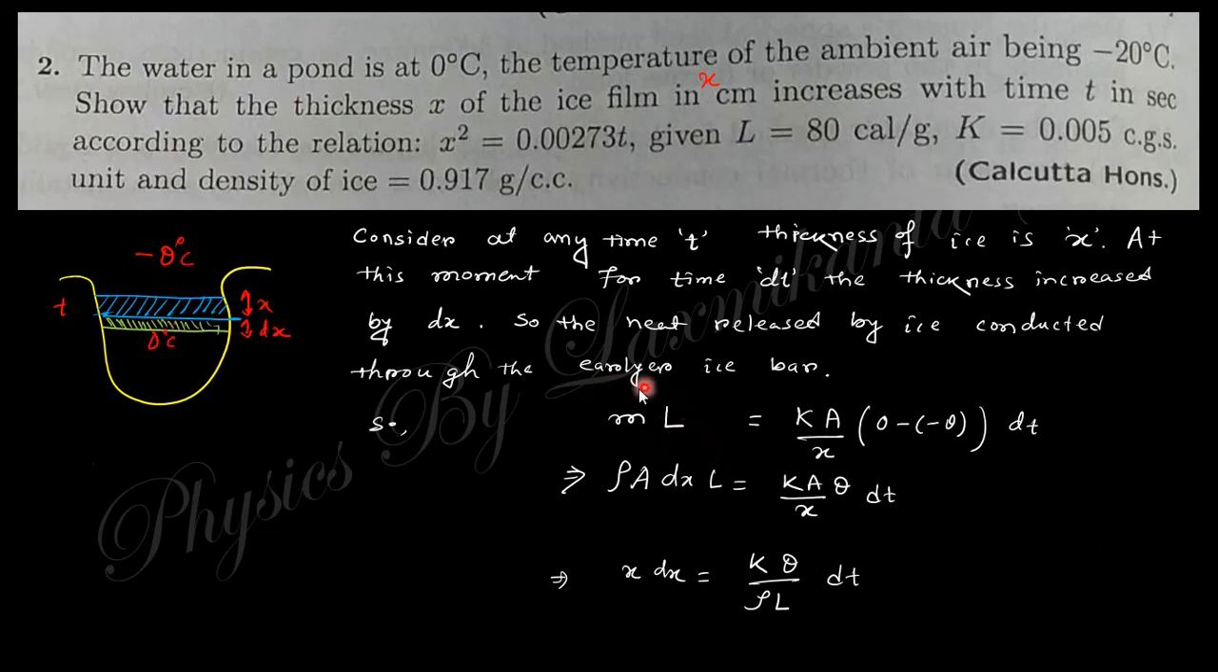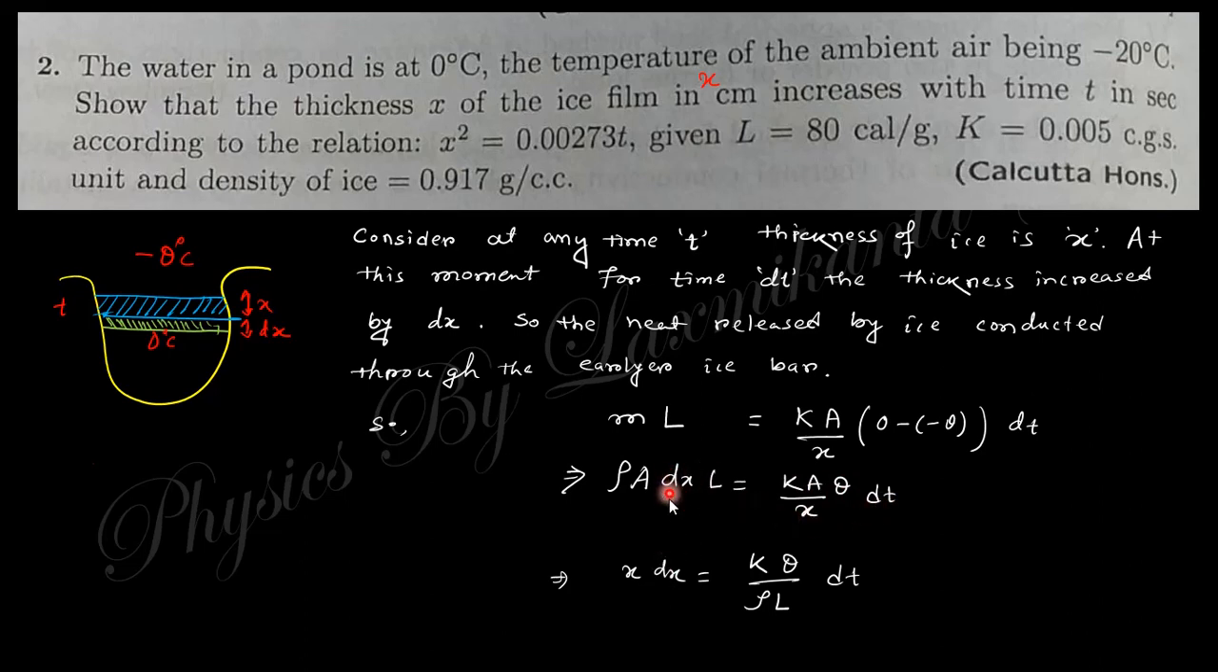So the heat released by the new ice is mL, that means the mass into latent heat. Mass is nothing but density into volume. Rho is the density, and volume is cross sectional area into thickness. So this is the heat released by the newly formed ice. And the heat transmitted through the old ice will be conductivity into cross sectional area into the temperature difference, 0 minus of minus theta, and thickness, in time dt. So this is K A theta dt by x, equal to rho A L dx.